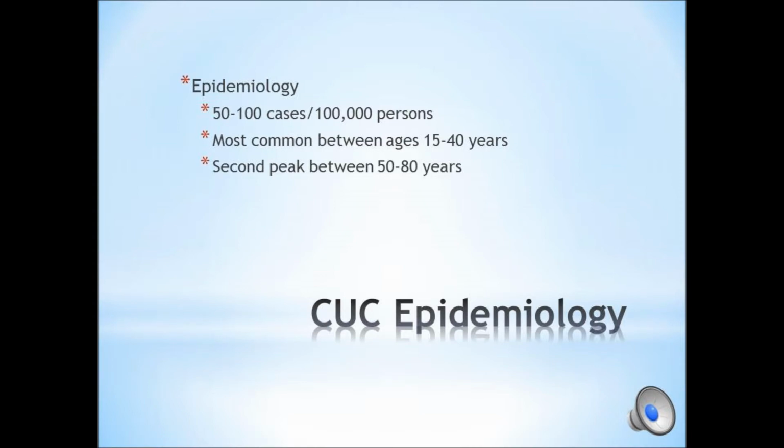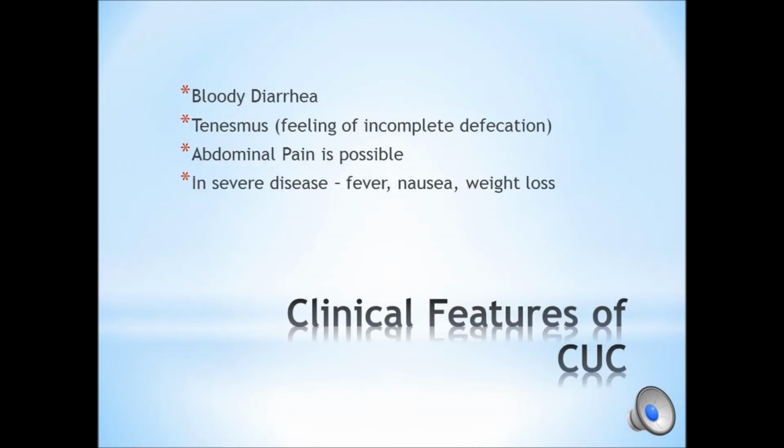With respect to the epidemiology of CUC, it's most common between the ages of 15 and 40 years old, with the second peak between the ages of 50 and 80 years old. The clinical features of CUC are bloody diarrhea, tenesmus, abdominal pain is possible in this disease, and if severe, fever, nausea, and weight loss.